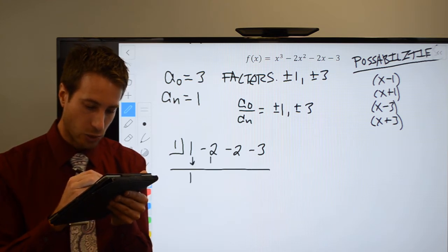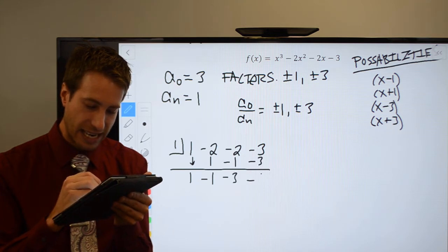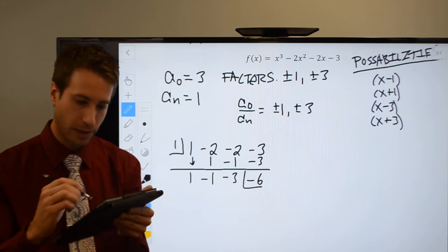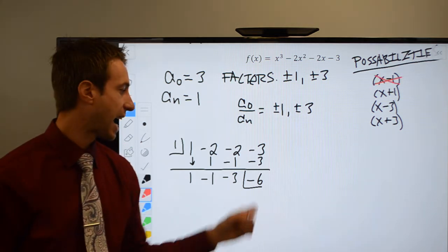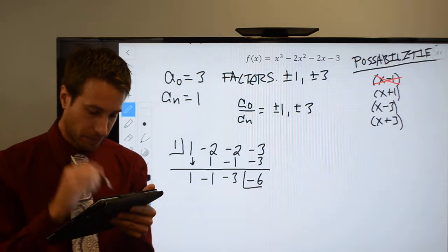Here we go. 1 times 1 is 1. That leaves me with a -1. Gives me a -1. That's going to be a -3. -3, I get a -6. So this one, no good. It didn't work. I didn't get a remainder of 0. Cross it off. Next one.